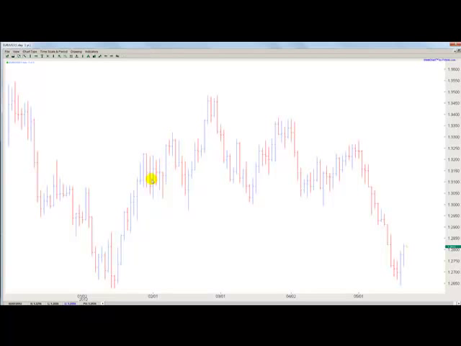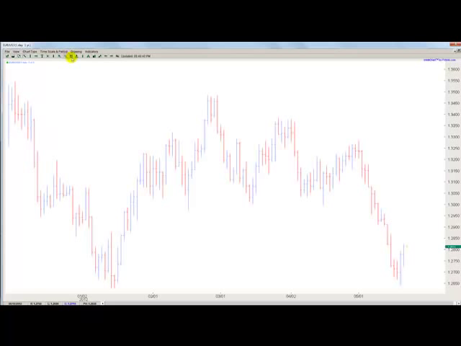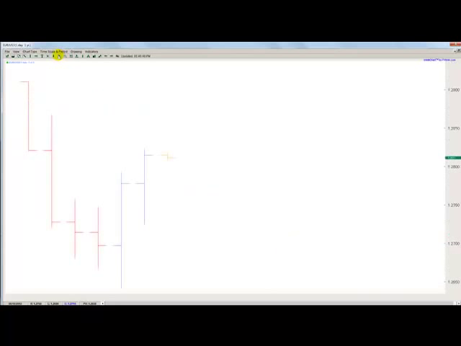A bar chart, it's not quite as colorful, not quite as easy on the eyes, and doesn't necessarily tell you as much. A bar chart will tell you where something opened, where its low was, where its high was, and where it closed. And a candle will show you that same thing as well. Let me go back to blowing that up a little bigger, and then we'll switch back.